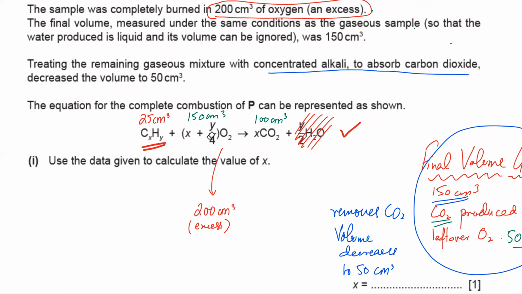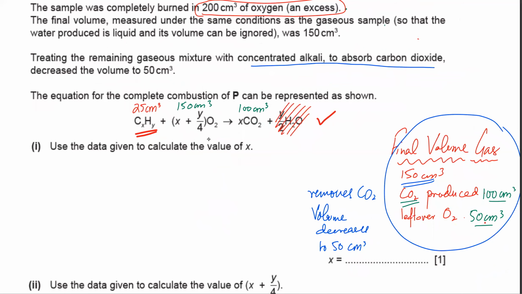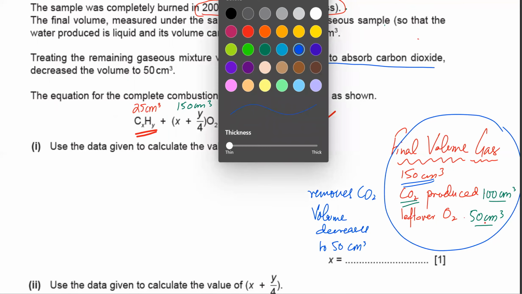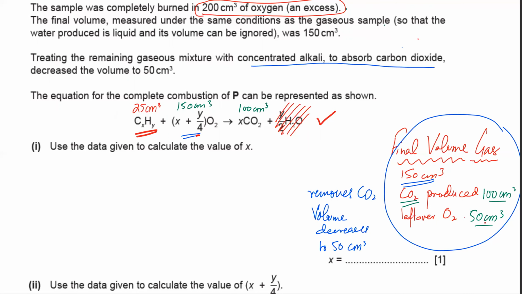So we got that. I'm going to rub off the 200 cm cube because that's in excess. That's not the actual amount that's actually taking part in the reaction. But anyways, remember for gases, mole ratio and volume ratio is going to be exactly the same. So we found the volume ratio. There's a 25 cm cube of a hydrocarbon that reacts with 150 cm cube of oxygen and produces 100 cm cube of carbon dioxide.